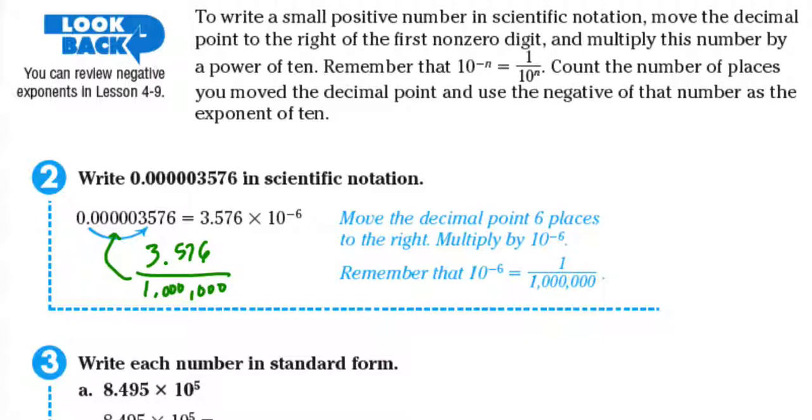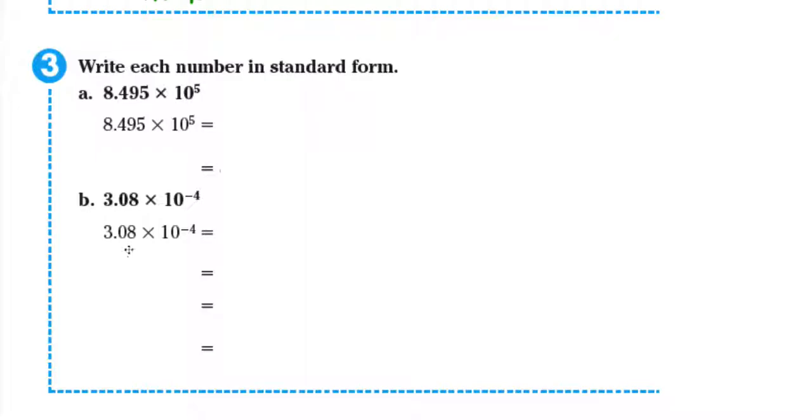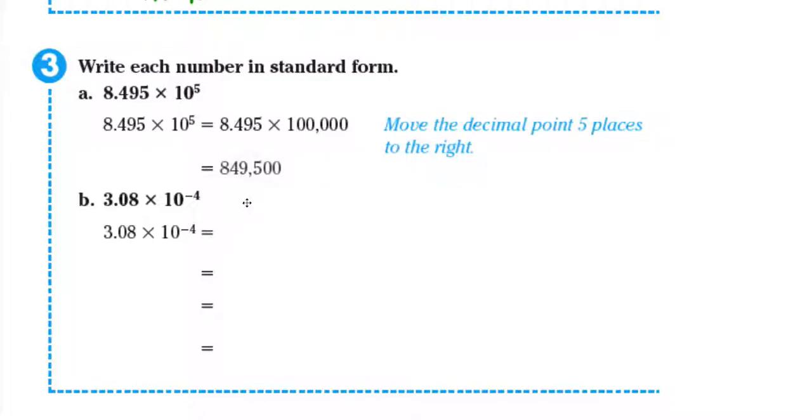Let's take a look at the next example. Write each number in standard form. Remember, standard form is simply putting the number back the way we normally read it. So we have 8.495 times 10 to the 5th power in scientific notation, and we want to make this standard form. So what do we do? Since it's a positive exponent, we move the decimal 5 spaces to the right. So 8.495 times 100,000, or simply move the decimal 5 spaces to the right. So this becomes 849,500.